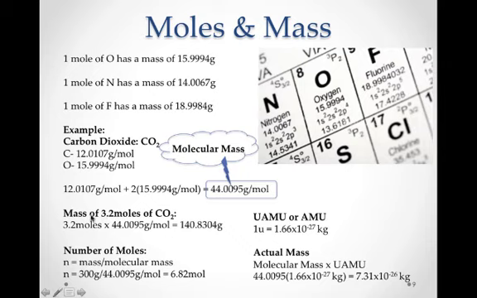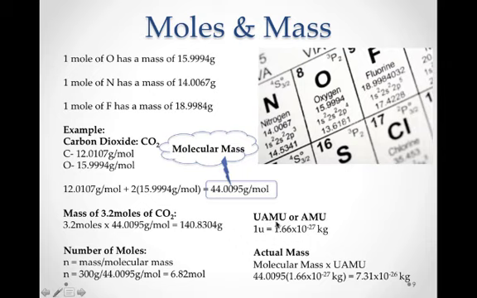So how would we find out the mass of 3.2 moles of carbon dioxide? Well, when we have moles and we want to find the actual mass, we would take the number of moles times the molecular mass and get the overall mass, in this case roughly 140 grams in 3.2 moles of carbon dioxide. Likewise, the opposite: if we wanted to find the number of moles and we knew the overall mass of carbon dioxide, let's say it was 300 grams, we would divide by the molecular mass in order to find the number of moles.